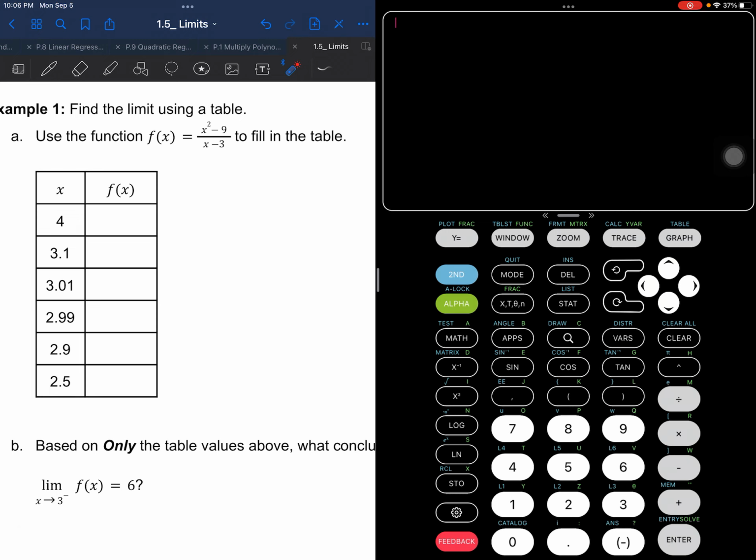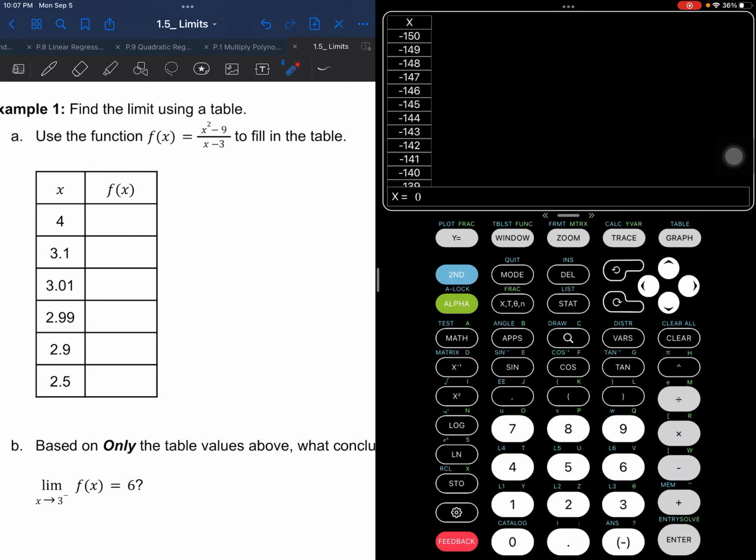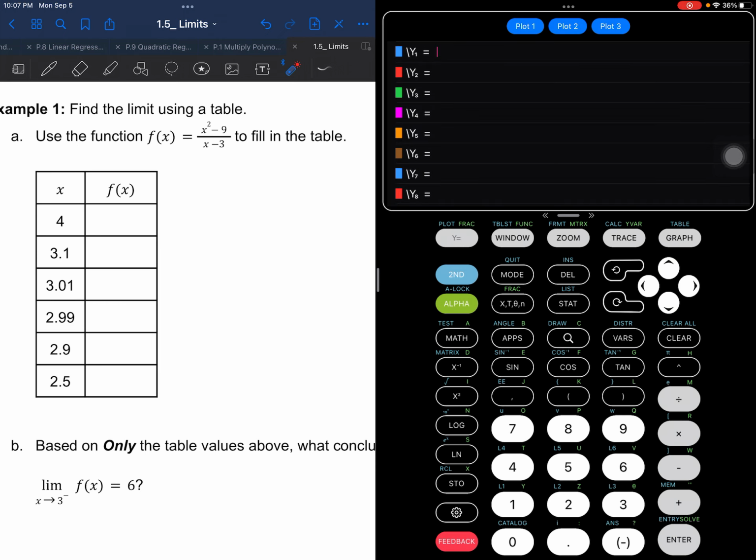So what I would prefer is that we make a table for this, right? We're going to graph this. We go second and then table, and this is going to generate the graph, right? So first we're going to have to type in the equation of the function. Right here where it says y equals, we're going to type in the equation.